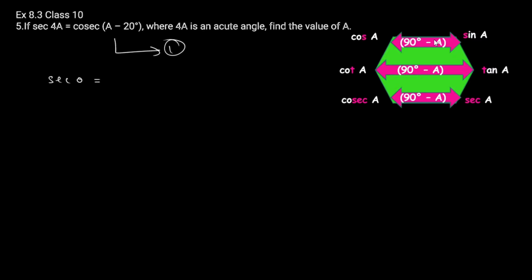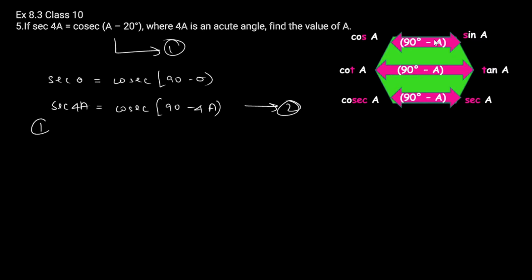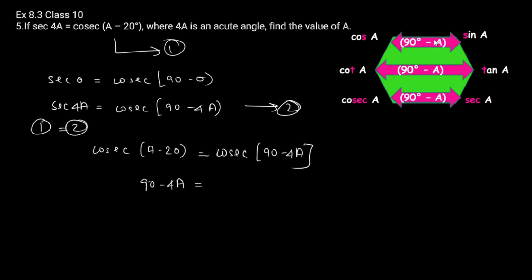Secant theta is equal to cosecant of 90 minus theta, right? Therefore, secant 4a is equal to cosecant of 90 minus 4a. Mark it as equation number 2. Equate 1 and 2. Since secant 4a is equal to cosecant of a minus 20 and secant 4a is equal to cosecant of 90 minus 4a, cosecant of a minus 20 is equal to cosecant of 90 minus 4a. Therefore, 90 minus 4a is equal to a minus 20.